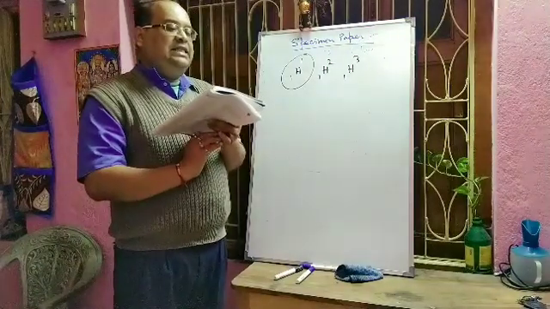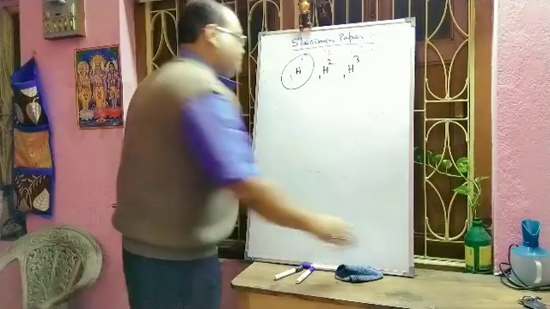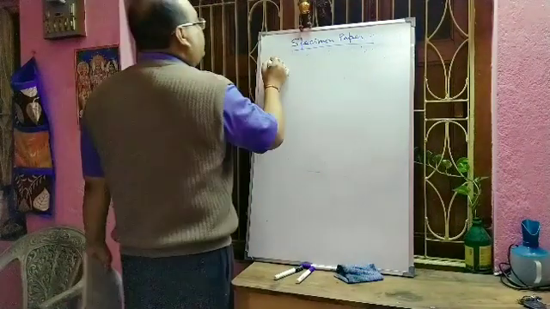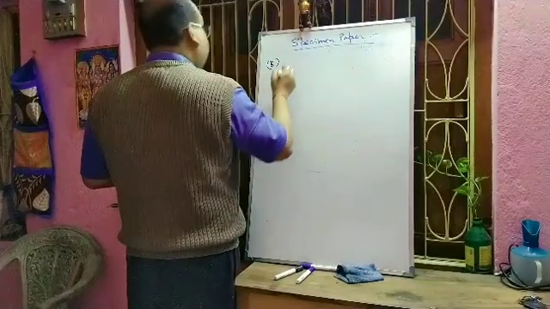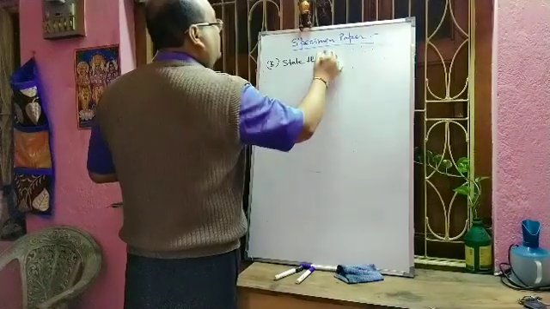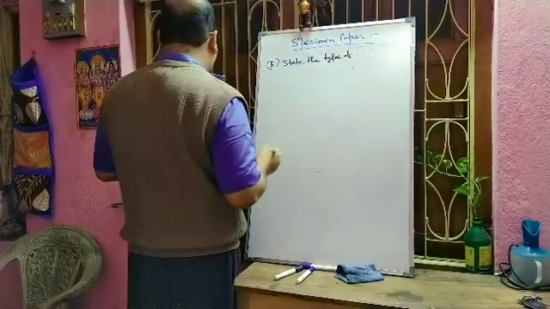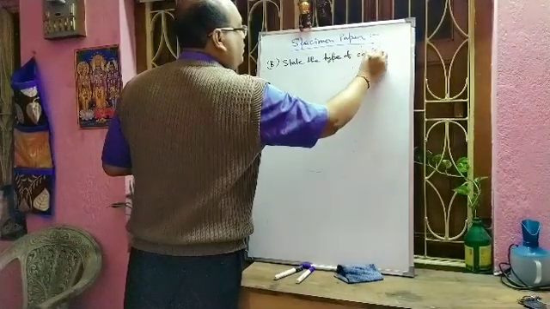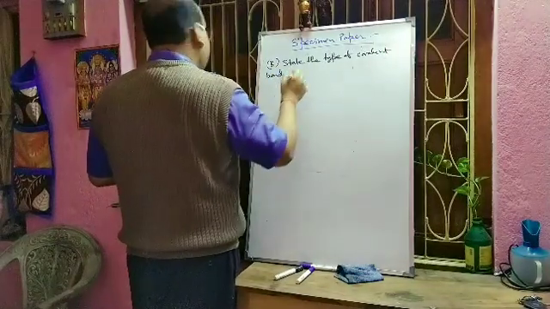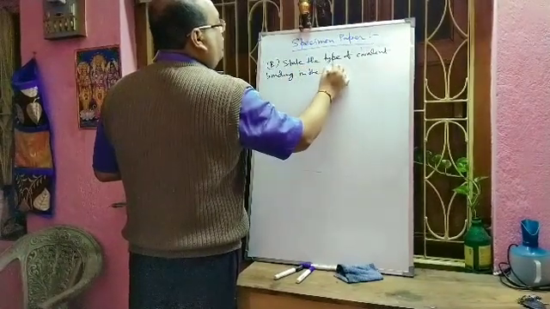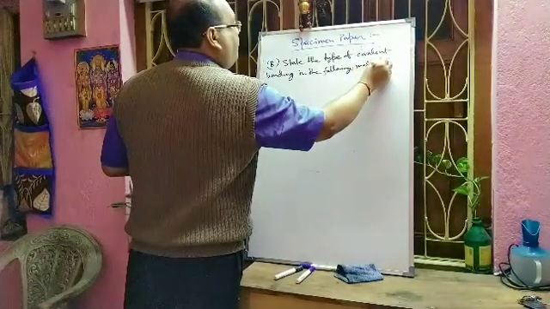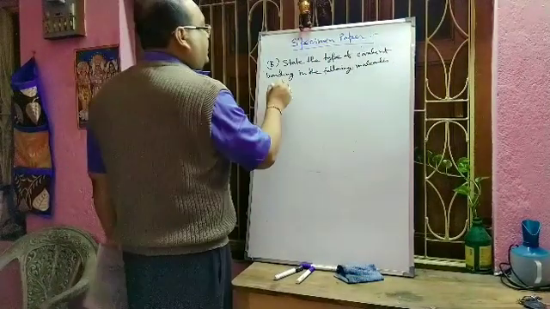Next question is given, state the type of covalent bonding in the following molecules. Okay, first one is given chlorine.